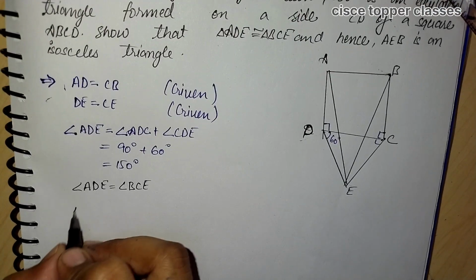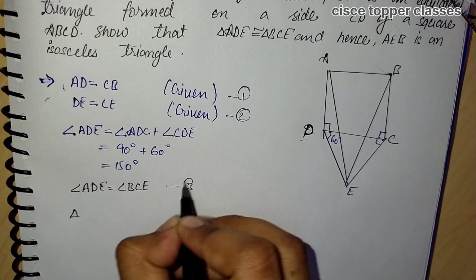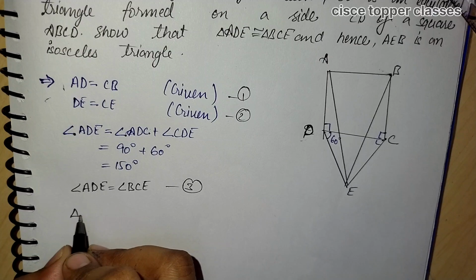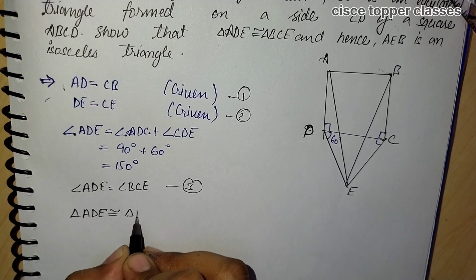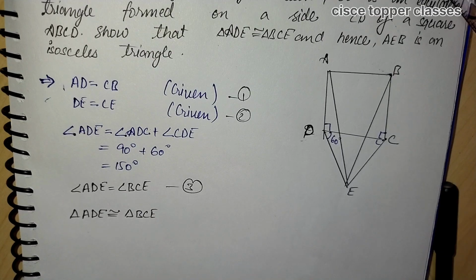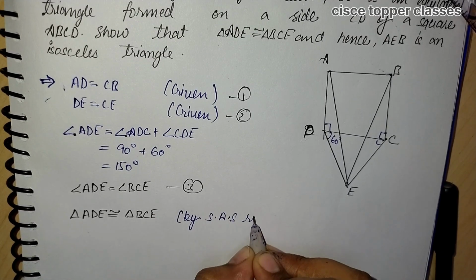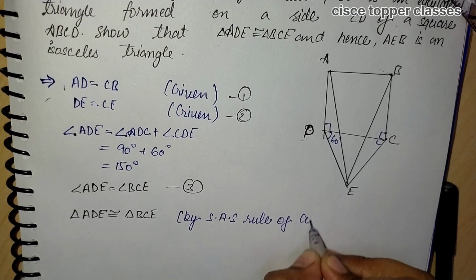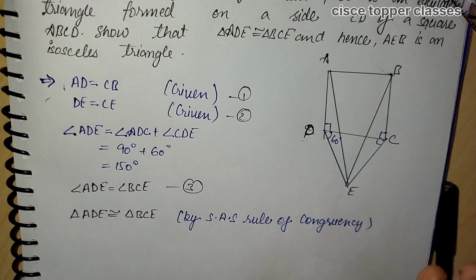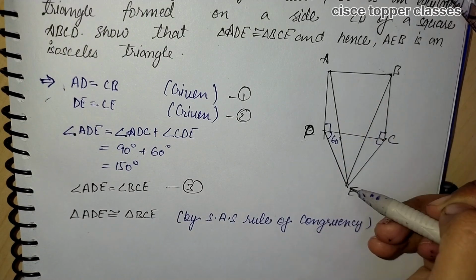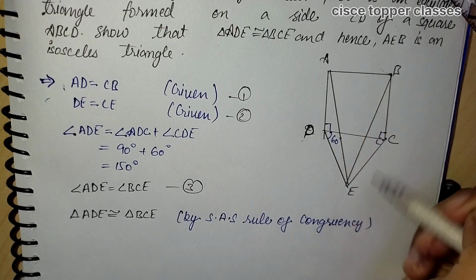And hence from here we can prove the congruency, because it is first and it is second and it is third part. From this we can prove that triangle ADE is congruent to triangle BCE by SAS rule of congruency. So by using this rule of congruency, we have proved that these two angles are congruent, which is asked in this question to prove.